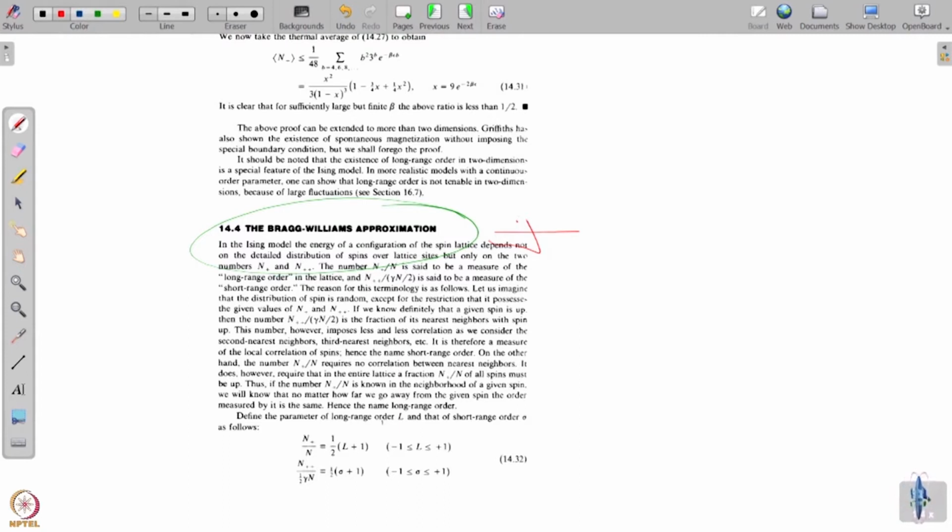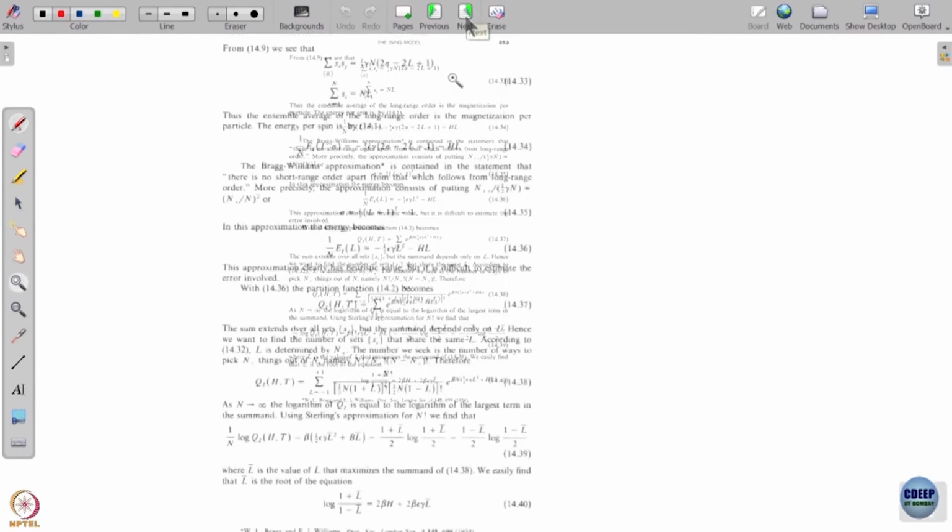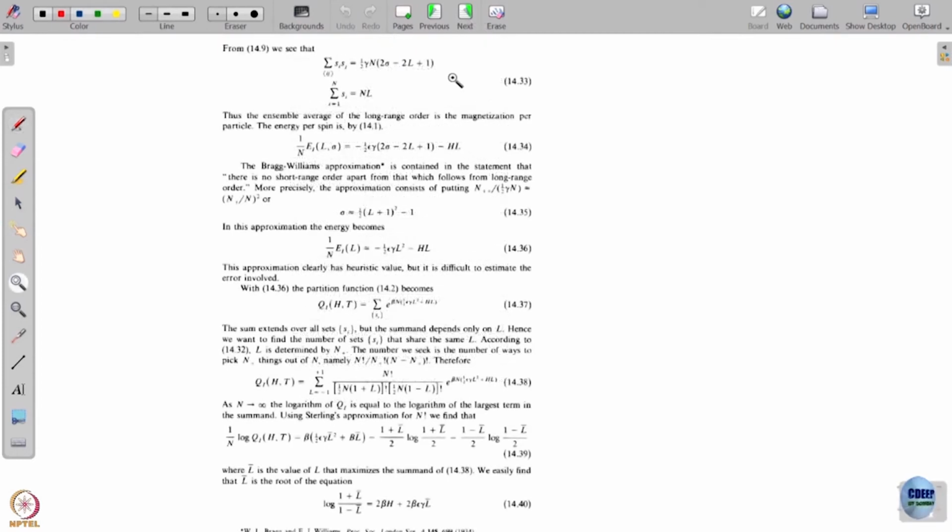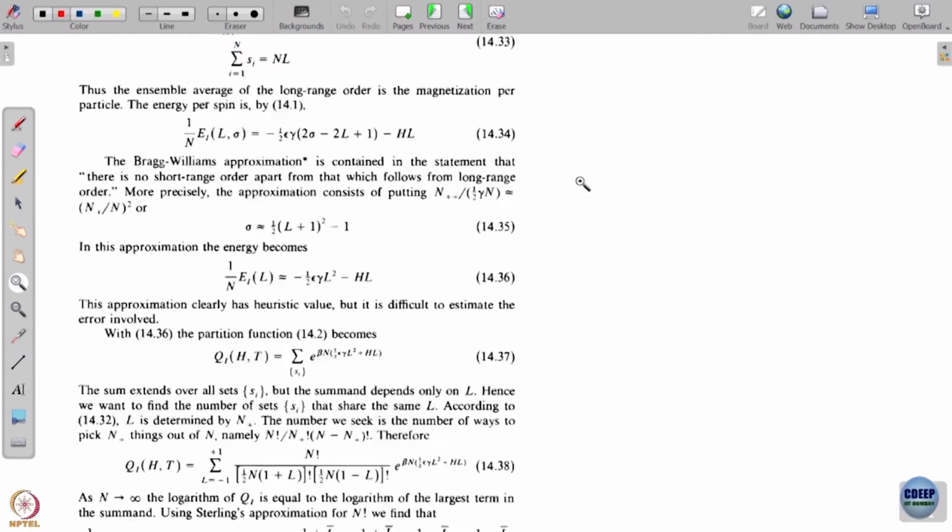So, I introduced the long-range order parameter L and the short-range order parameter sigma, and now I make the approximation that the short-range order parameter is given by the long-range order parameter. The approximation is contained in the statement that there is no short-range order other than the long-range order.